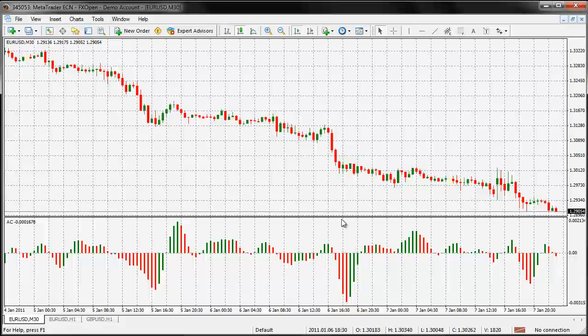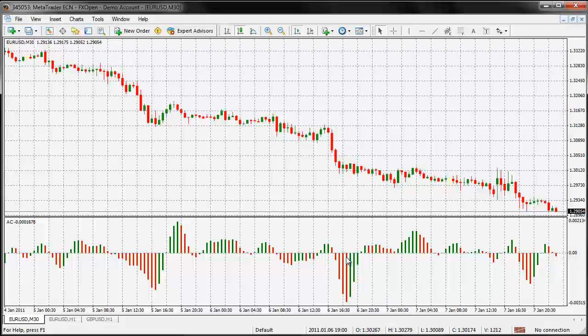Now short trade is basically the opposite. When you see the red one here, what you're looking for is for the next red bar to be under the 00 line, and then you go short. And then as the red bar starts to turn green, you close that short trade.